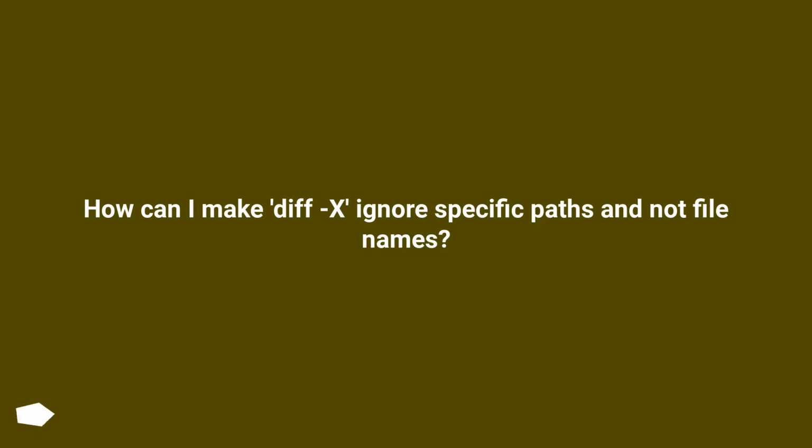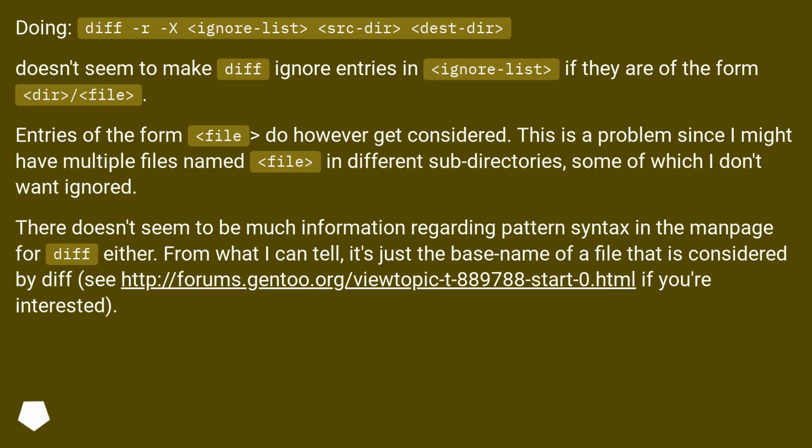How can I make diff ignore specific paths and not file names? Doing diff -rx <ignore list> <src dir> <dest dir> doesn't seem to make diff ignore entries in <ignore list> if they are of the form <dir>/<file>. Entries of the form <file> do however get considered.